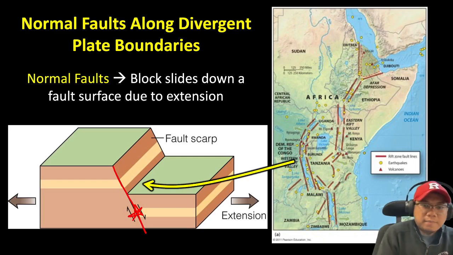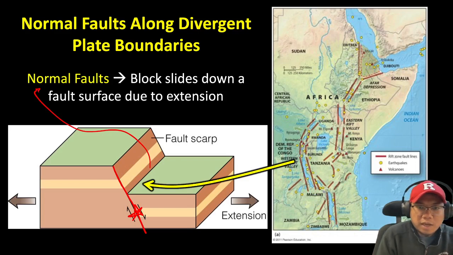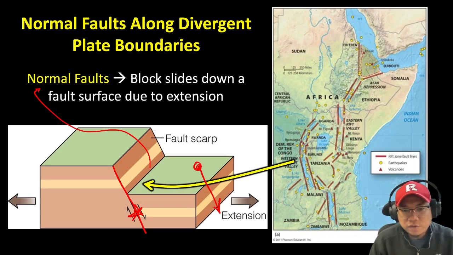The type of fault we have here is called a normal fault, where a block slides down a fault surface due to extension.